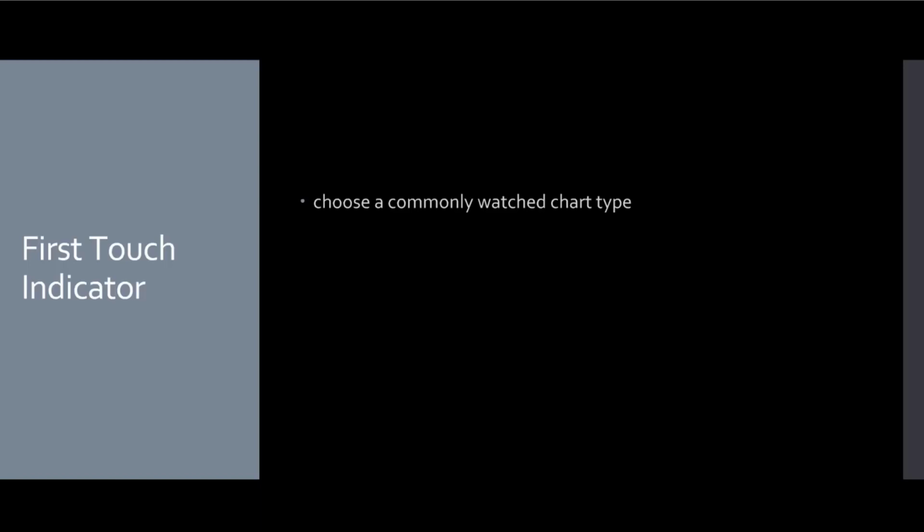So what we're doing here with the first touch is focused on support and resistance. We're going to choose a commonly watched chart type. I'm looking at a 1-minute chart here because we're going to look at a moving average. You're probably thinking, what value do moving averages have for me? Well, to me, the biggest value is not necessarily a crossover or the slope or anything else. They have value more than anything as support and resistance.